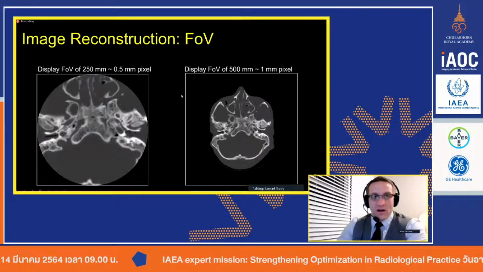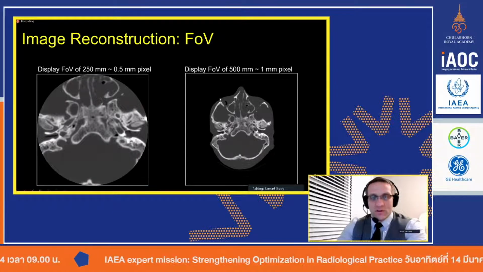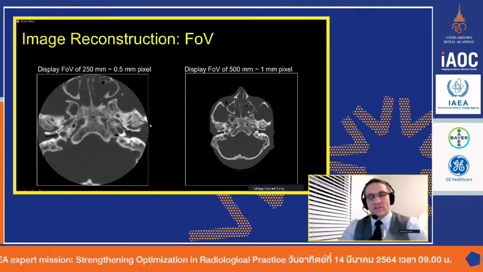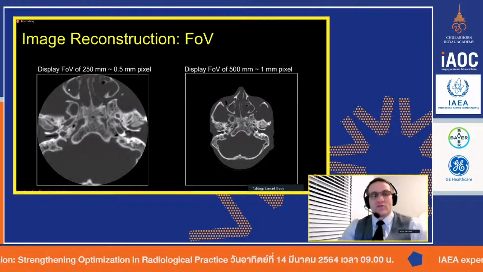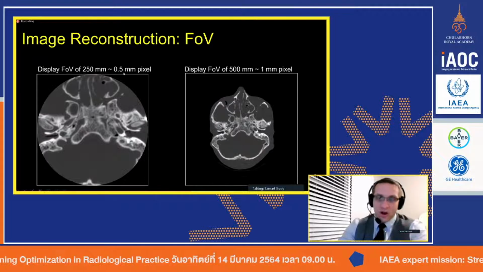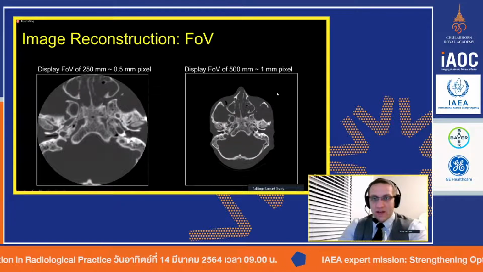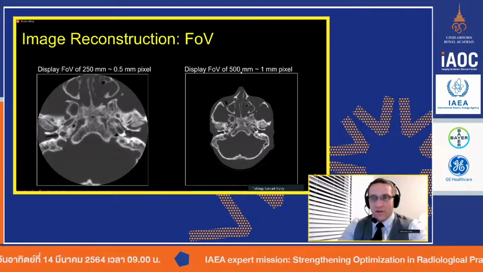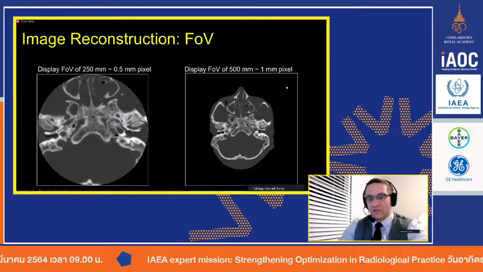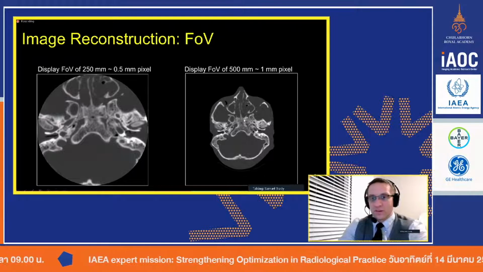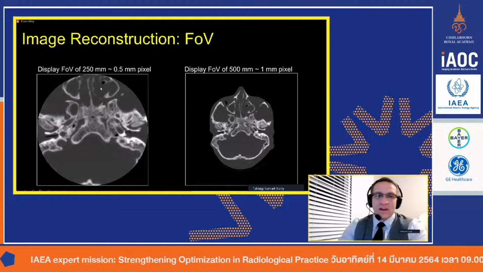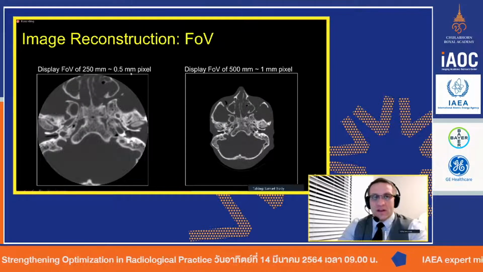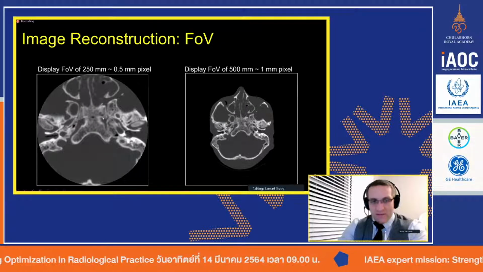So here are two acquisitions. It's one acquisition, excuse me, but it's processed with two different fields of view. Obviously, if you're just looking at the whole head in this axial view, if you've set your display field of view to 500, your pixel value is basically 1 millimeter. So each one of the pixels in this is 1 millimeter. Now, if you do the same, but you set the display field of view at 250, now your pixel value is 0.5 millimeter.